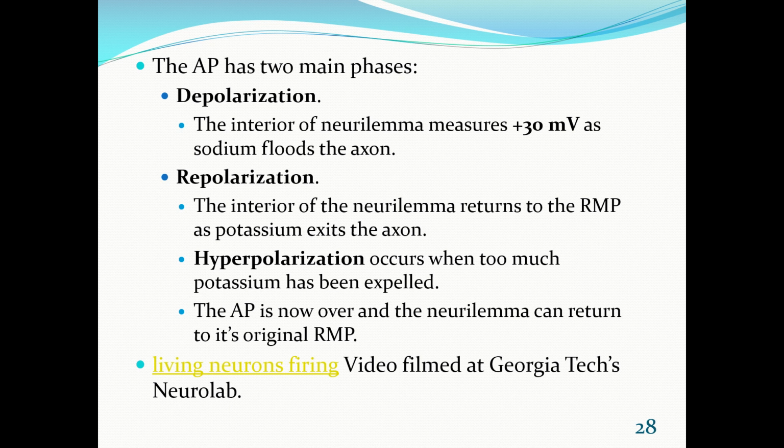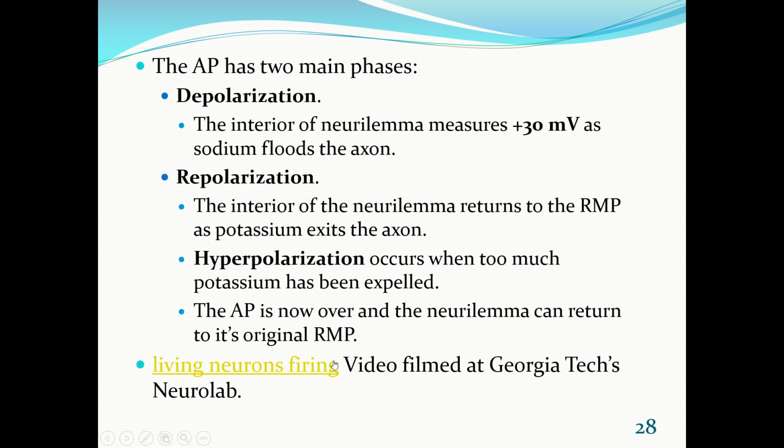So the interior of the neurolemma will return to the resting membrane state as potassium exits the axon because those voltage-gated potassium channels have been opened. And hyperpolarization will occur as the potassium continues to be expelled, because remember, we're losing more potassium than we would bring in sodium. So after that happens, the voltage-gated potassium channels will close, and we are going to rely on the leakage channels mentioned before, as well as the very important sodium-potassium pump to return to the original resting membrane potential. Let's see if this video will show.